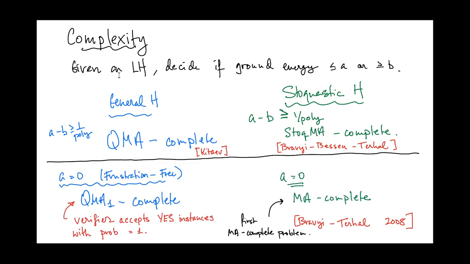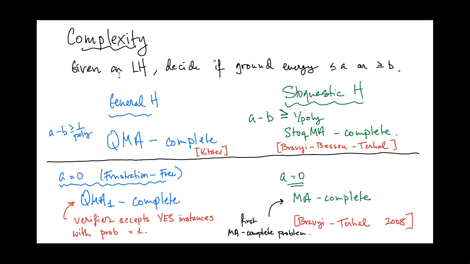And then the frustration-free case is particularly interesting here because there seems to be a difference. Frustration-free for the general Hamiltonian problem is what we call QMA1 complete. And all the one means is that the verifier accepts yes instances with probability one. So if you know the ground energy is supposed to be zero and you're handed a state, you'll measure that the energy is indeed zero and there's no probability of error there.